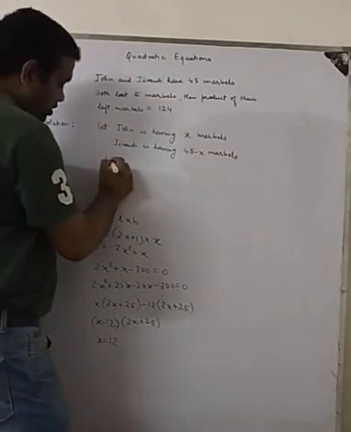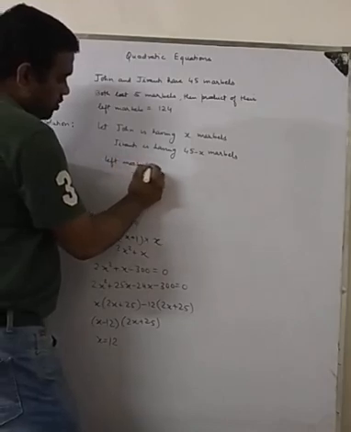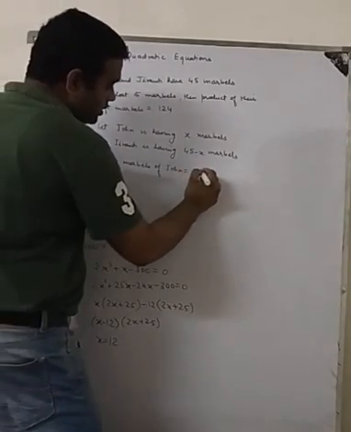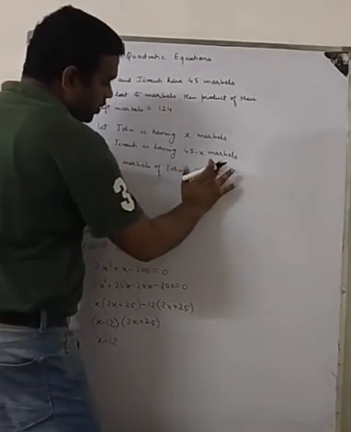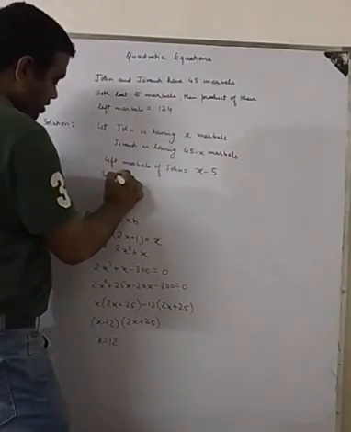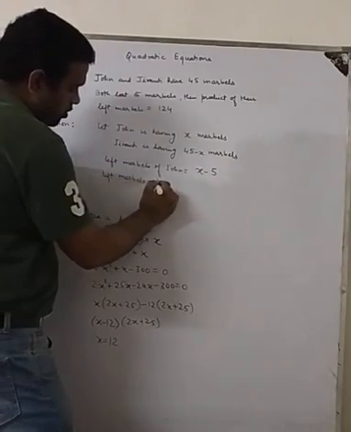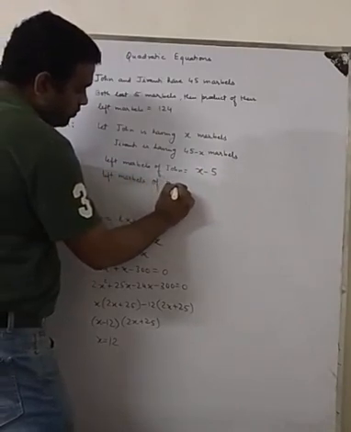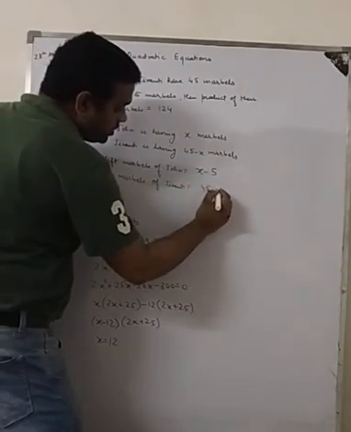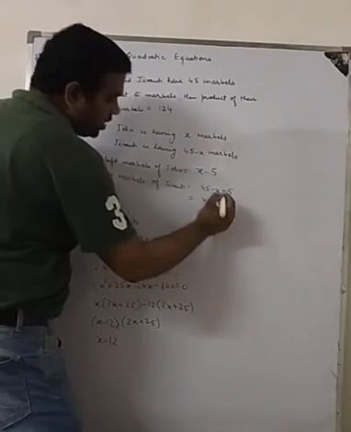So the marbles left with John are X minus 5, and the marbles left with Jivanti are 45 minus X minus 5, which is actually 40 minus X.